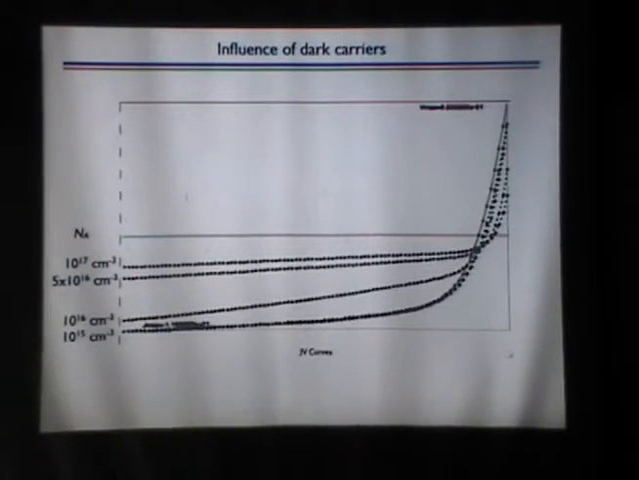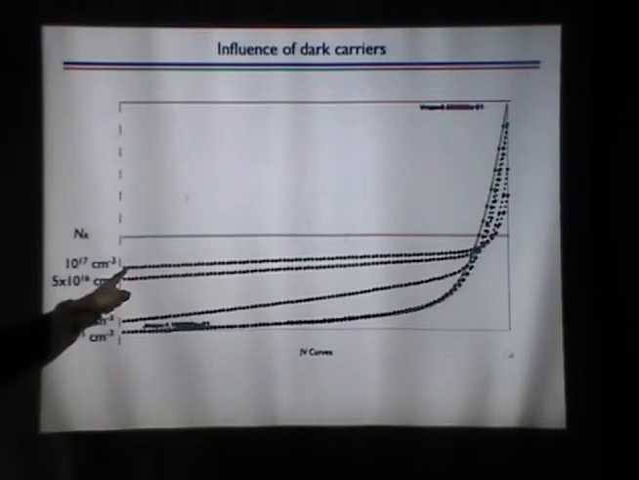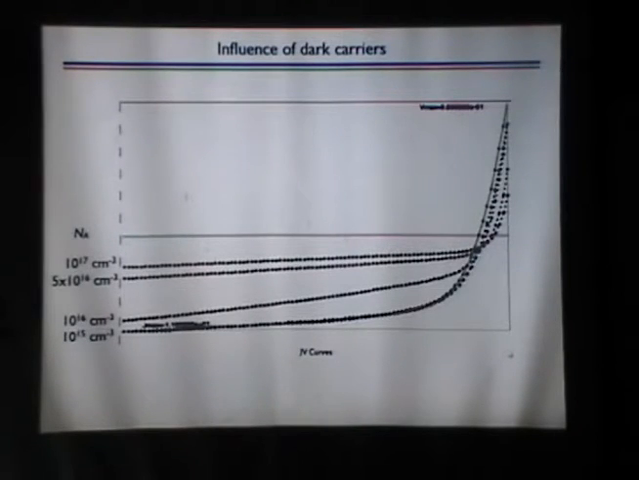So what's happening here? As you put in dark carriers, you are screening the electric field so that band bending is not as much in the bulk of the material. With lower electric field, the carriers are not escaping as much, and you're getting more recombination and lower current. So those dark carriers coming from the defects, not surprisingly, are a bad thing for the operation of the device.